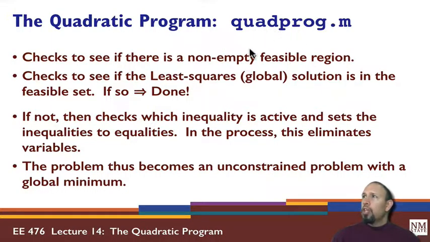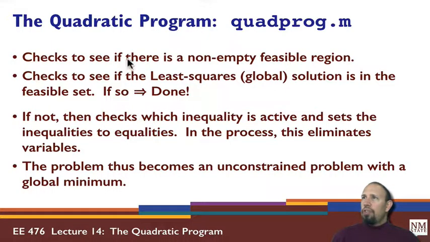Now, what does quadprog do? Well, first it checks to see if there's a non-empty feasible region. It checks to see if the least squares global solution is in the feasible set. If the global solution is in the feasible set, then done. That's the solution. If not, then it checks which inequality is active and sets the inequalities to equalities, and thus in the process it eliminates variables, simplifying the problem. It then becomes an unconstrained problem that has a global minimum, and then it solves that global minimization problem.